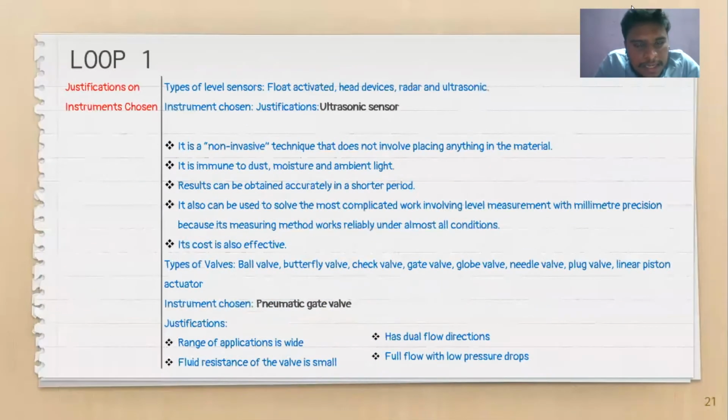To measure the level, among the level sensors such as float activated head devices, radar, and ultrasonic, we think the ultrasonic sensor is the best because it is a non-invasive technique immune to dust. Results can be obtained accurately in a very short period, it is very cost effective, and it can solve most complicated work. And among the valves such as ball valve, butterfly valve, check valve, gate valve, globe valve, needle valve, and so on, we think the pneumatic gate valve is the best because the range of applications is wide, fluid resistance of the valve is small, it has dual flow directions, and it can flow with low pressure drop.